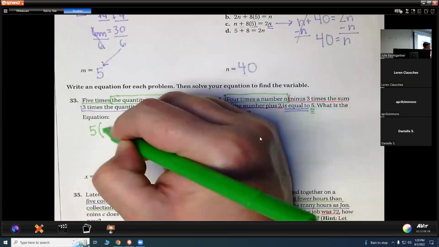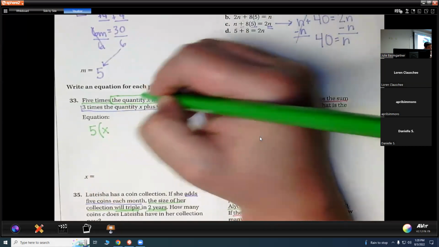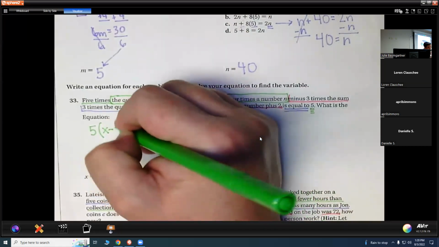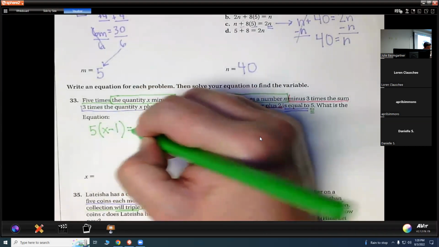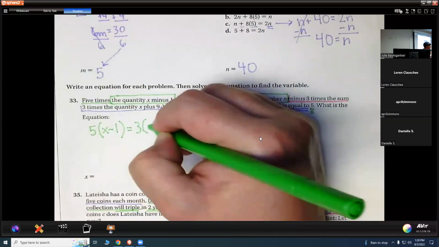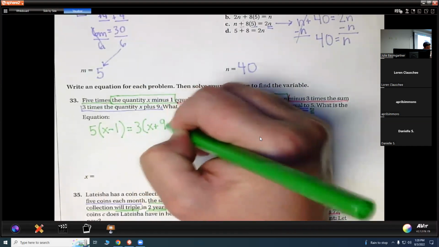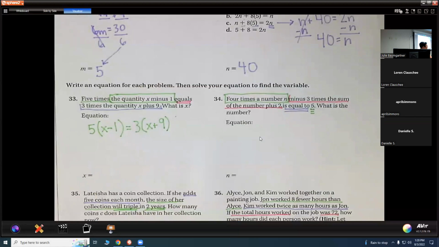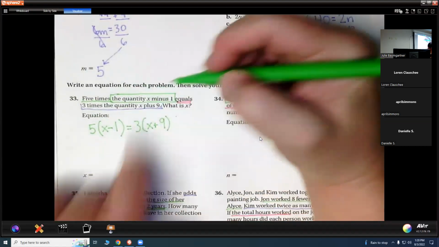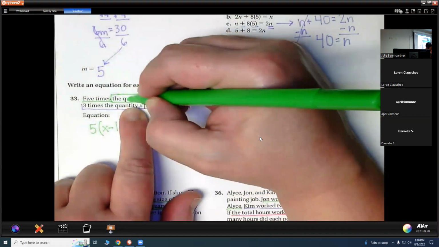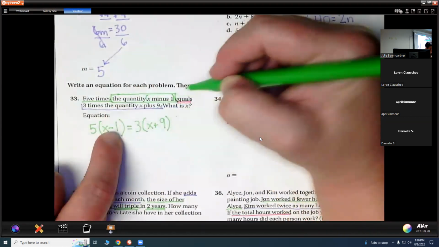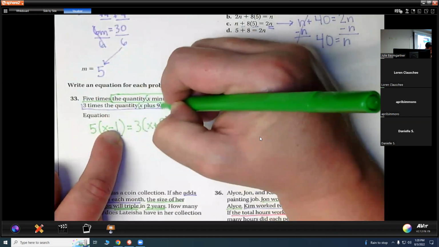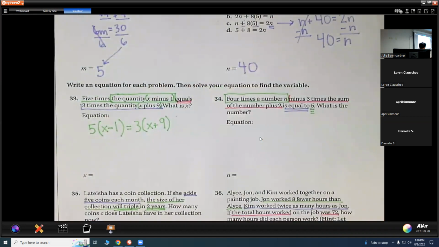So anytime you see the quantity, parentheses, x minus 1, equals 3 times the quantity, x plus 9. See how that works? When you see the quantity, that means this gets put inside parentheses. Does that make sense? I think we saw this on Monday.